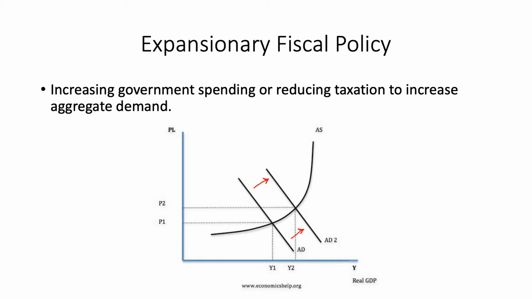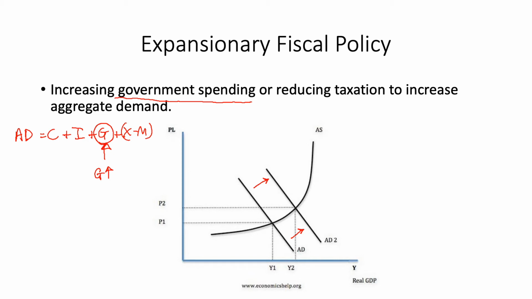Well, for that we can go back to our equation. AD is equal to C plus I plus G plus X minus M. Let's see how we can use government spending, or rather alter government spending, to increase aggregate demand. Note that one of the terms here in aggregate demand is government spending. So if we simply increase government spending, we can increase aggregate demand.